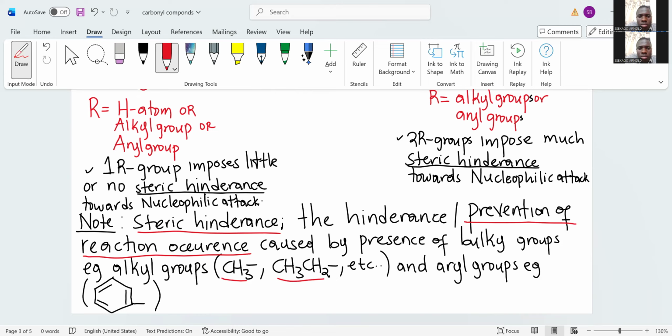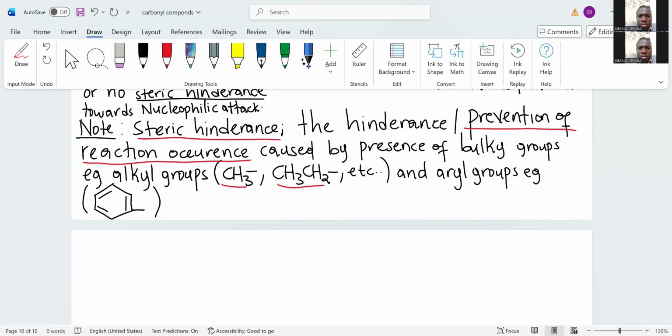Then on top of calling benzene heavy, I also have alkyl groups. I'm also calling them bulky. So why am I calling them bulky? It's what I want to explain briefly.